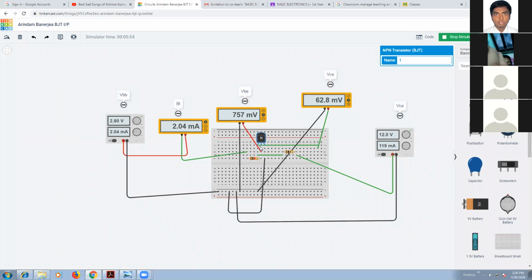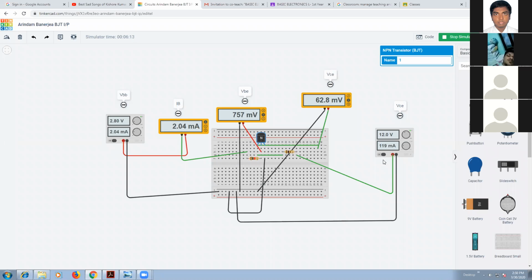Rohit, Aich, please mute your mic. All of you, I again request you to mute your mic because noise is coming from this side. Okay, Anindam, you continue.